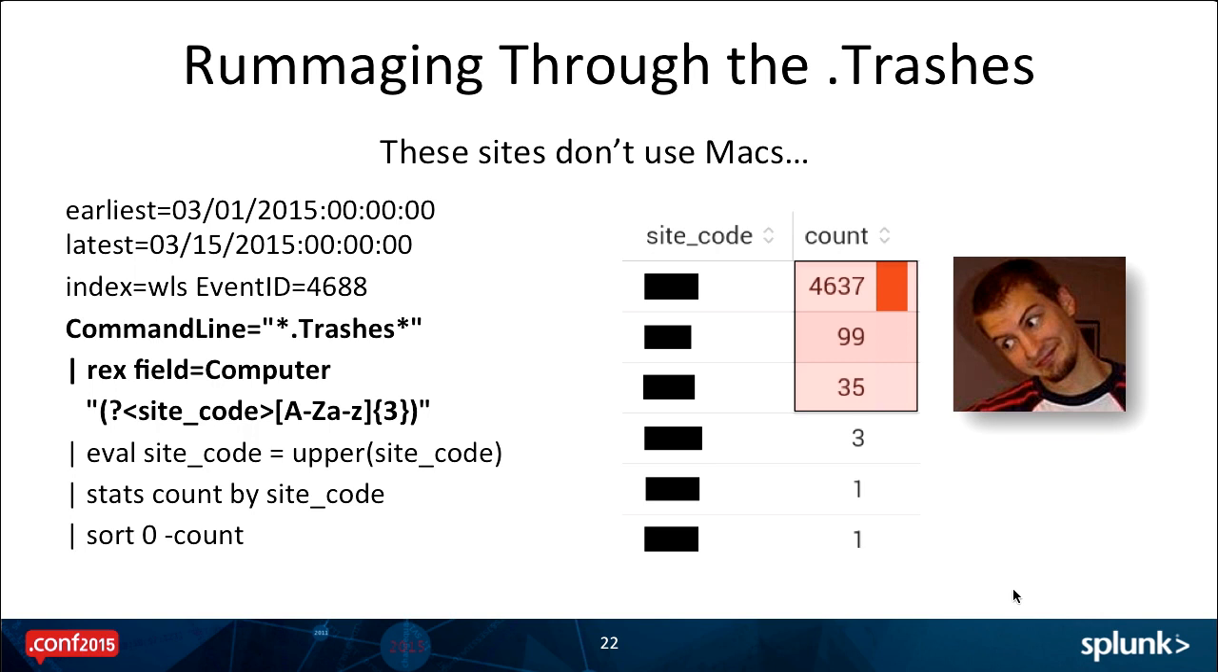And then we're basically just evaling them to upper, doing a stats count, and we're trying to get a feel for who's seeing more .trashes in their command line execution. Now you'll notice we see 3 sites. The first site was the site that contacted us, but we see 2 other sites.